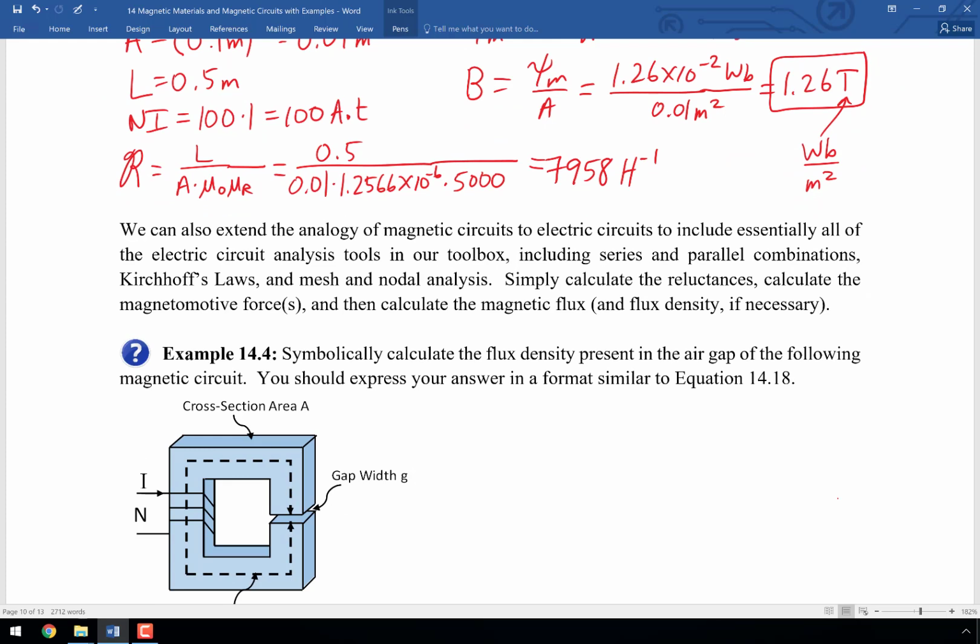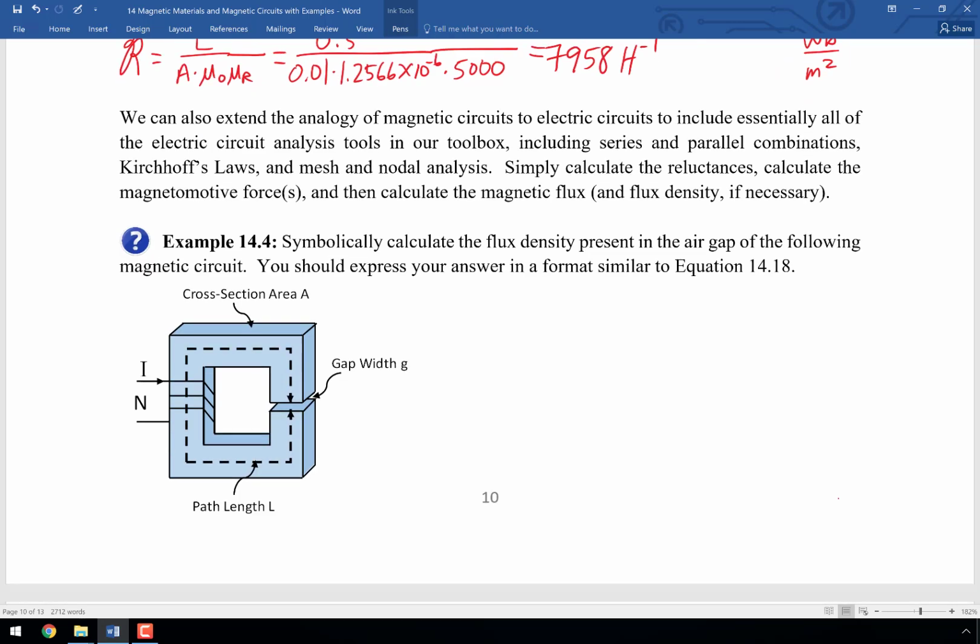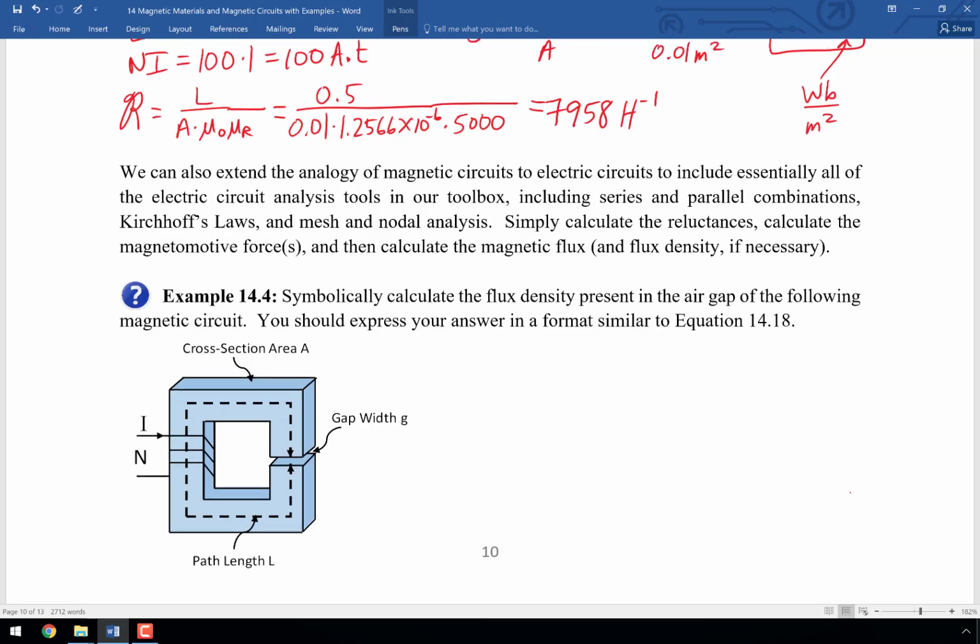We can also extend our discussion of magnetic circuits to include all of the electric circuit rules that we've seen: series and parallel, Kirchhoff's laws, mesh and nodal analysis, and so forth. So let's see what happens if we introduce a tiny gap. What is the flux density present in the air gap of this magnetic circuit? You should express your answer in a format similar to equation 14.18.